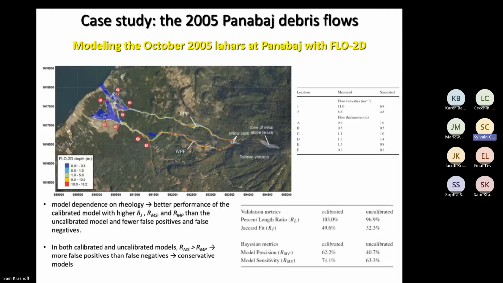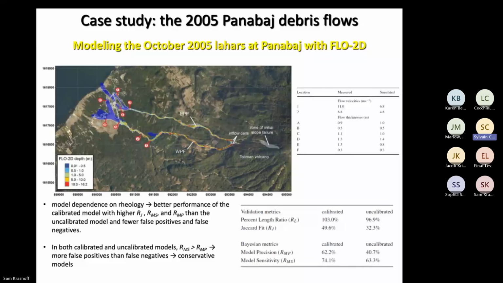Here we got some better results using the calibrated viscosity, or the calibrated rheology, compared to the uncalibrated one. So this is just to show you one example of a Lahars simulation that you can do. By combining different models, whether you want to use a purely empirical model like Lahars, or go into the process of calibrating your input parameters to get slightly better results.